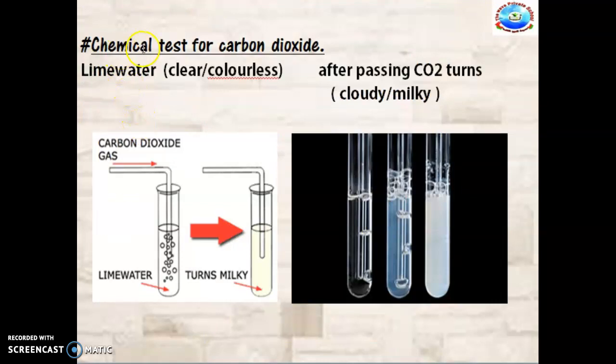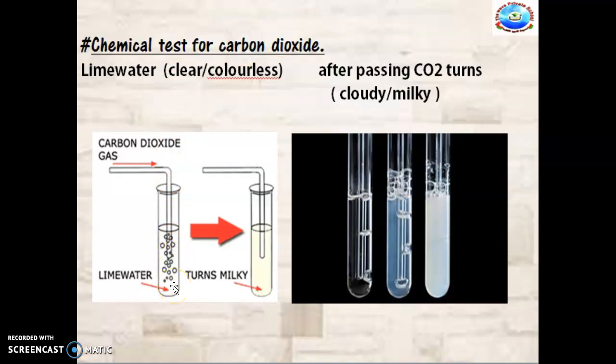The chemical test for carbon dioxide. In this, you can see there are two test tubes. This is test tube 1 and this is test tube 2. In test tube 1, there is lime water and this is the pipe. From this pipe, we are going to pass carbon dioxide. So see students, we are going to check the presence of carbon dioxide. In the first test tube, you can see the lime water is colorless.